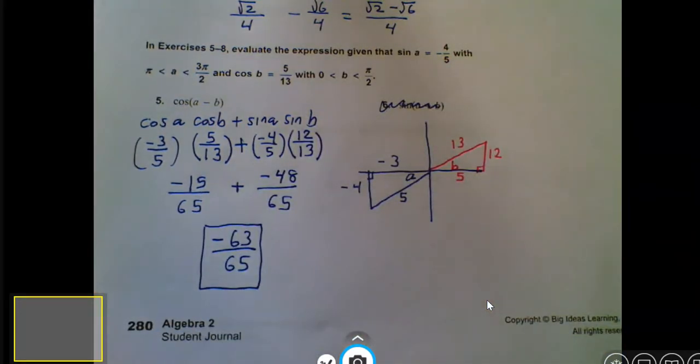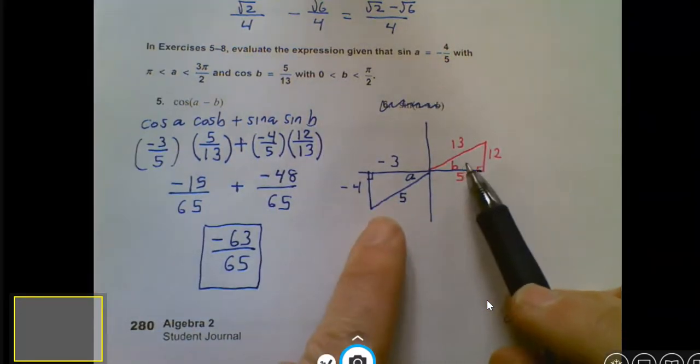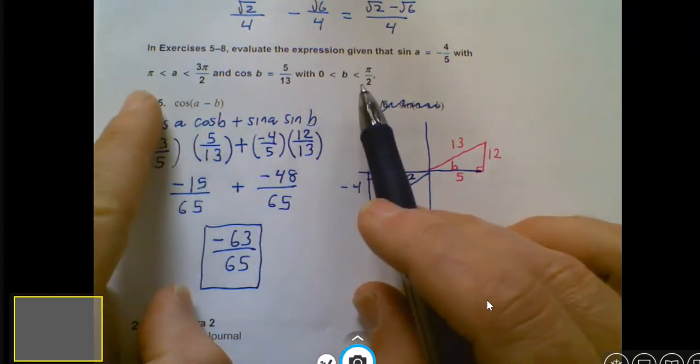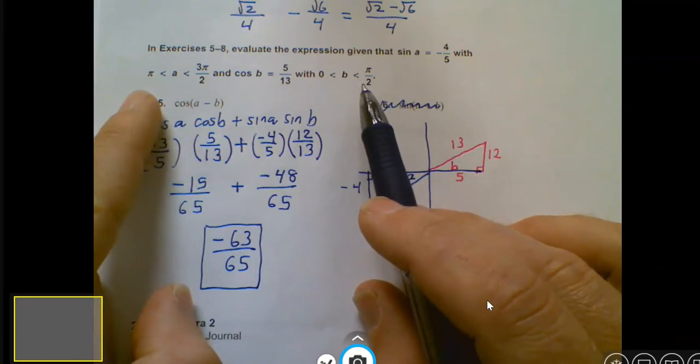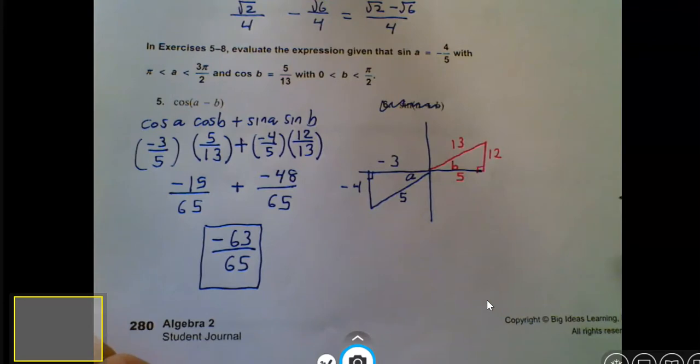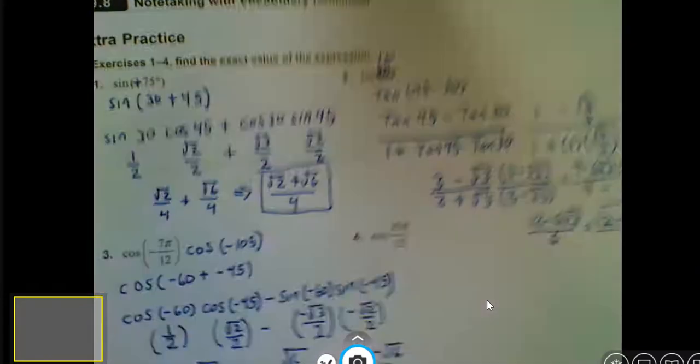So for these, obviously the benefit will just be making sure you draw the triangles. This information tells you what quadrant to draw it in so that you make sure you get all of your signs correct. So remember, anything that goes left or down is negative. But other than that, it's just plugging into that formula. And since you don't have to memorize the formula, this really shouldn't be too bad. So let me jump to the next page.